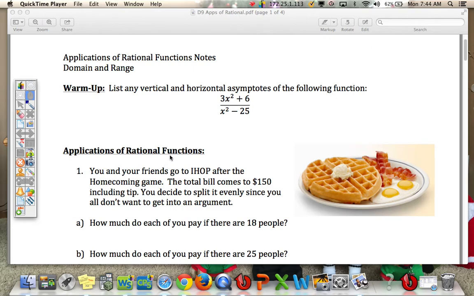We're going to look at applications of rational functions. We'll start with the review. For the warm-up, list any vertical and horizontal asymptotes of the following function.